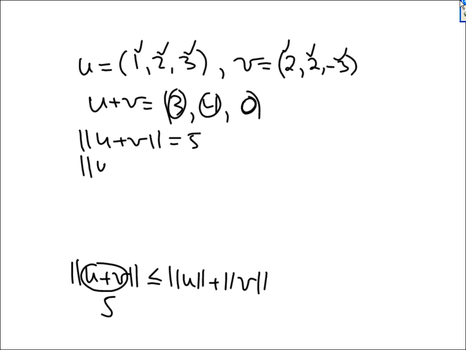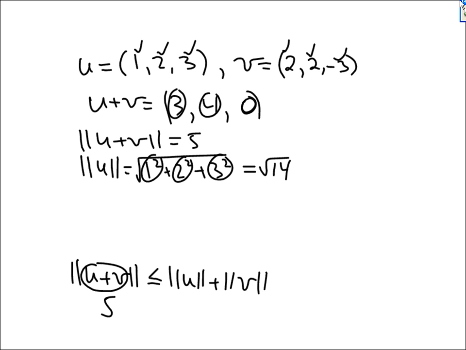What is the length of u? It's 1 squared plus 2 squared plus 3 squared: 1 plus 4 is 5, plus 9 is 14. It is the square root of 14. And the length of v is 2 squared plus another 2 squared plus 3 squared, or negative 3 squared if you insist. 4 plus 4 is 8, plus 9 is 17.